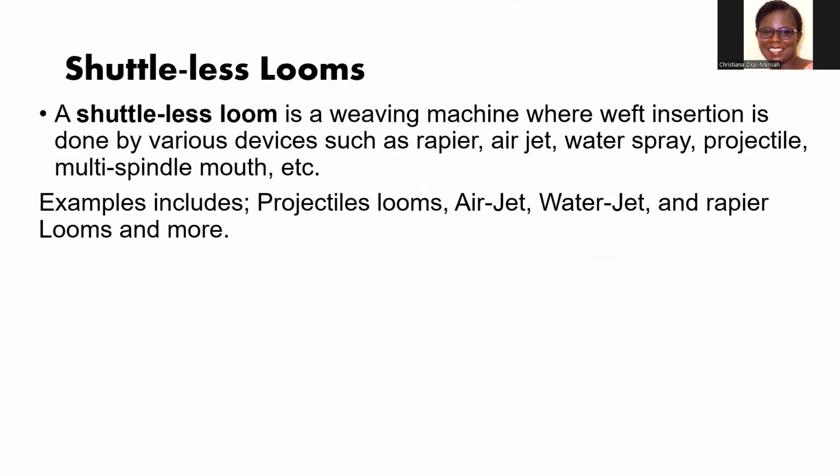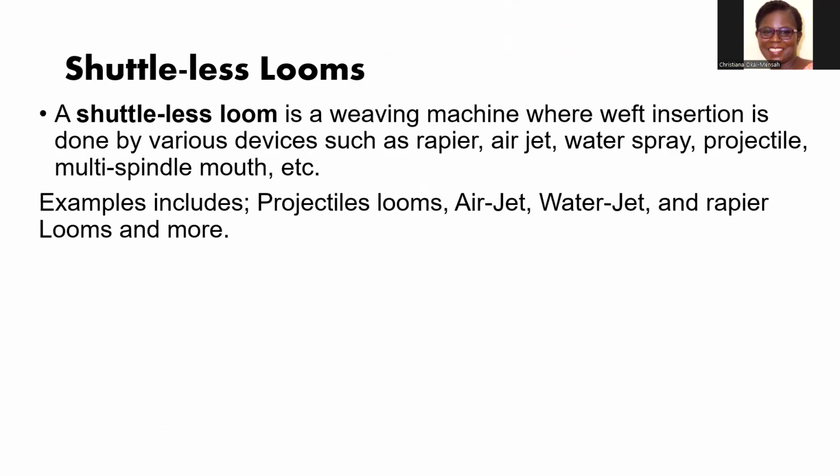Okay, so let's talk about the shuttleless looms, those that do not use a shuttle. A shuttleless loom is a weaving machine where weft insertion is done by various devices such as the rapier, air jets, water jet or spray, and projector looms. You have the multi-spindle loom, multi-spindle math loom devices.